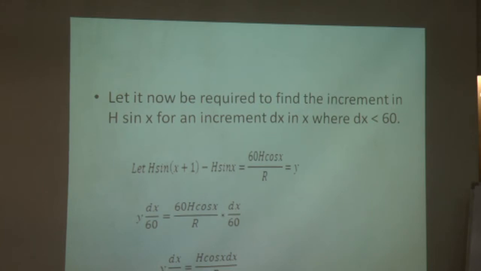Let it now be required to find the increment in H sin x for an increment dx in x, where dx is less than 60. 60 corresponds to ghati here, and 60 ghatis correspond to 1 ghatika, and since the differential has to be very small, dx is taken to be less than 60. Then you can see that H sin (x+1) minus H sin x turns out to be 60 H cos x upon r, which is equal to y. This expression y is multiplied by dx upon 60, and we get y dx upon 60, which is equal to H cos x dx upon r.